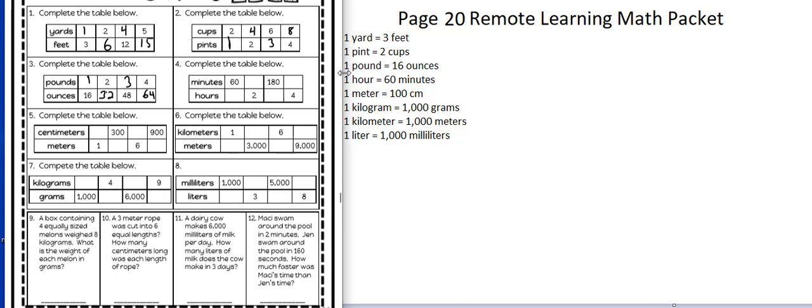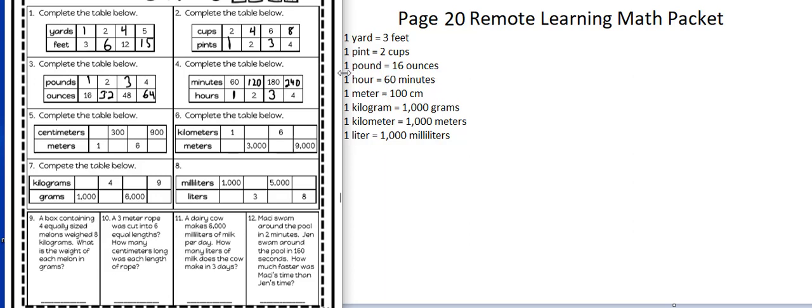Number 4, there are 60 minutes in 1 hour. So 2 hours, 2 times 60 would be 120. 4 times 60, remember here I just do 4 times 6, and that would be 24. And then I put the 0 over. Now 180 divided by 60 would be 3.